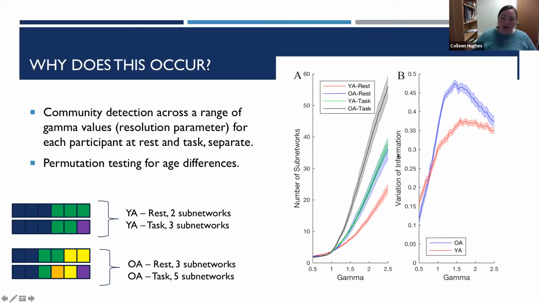So this is a measure of how inconsistent the network structure is. So this is talking about the structure of the data, not the connectivity itself, but the ways in which these networks are organized. And so younger adults in red here have more consistent network structures between rest and task states than do older adults across a range of gamma.